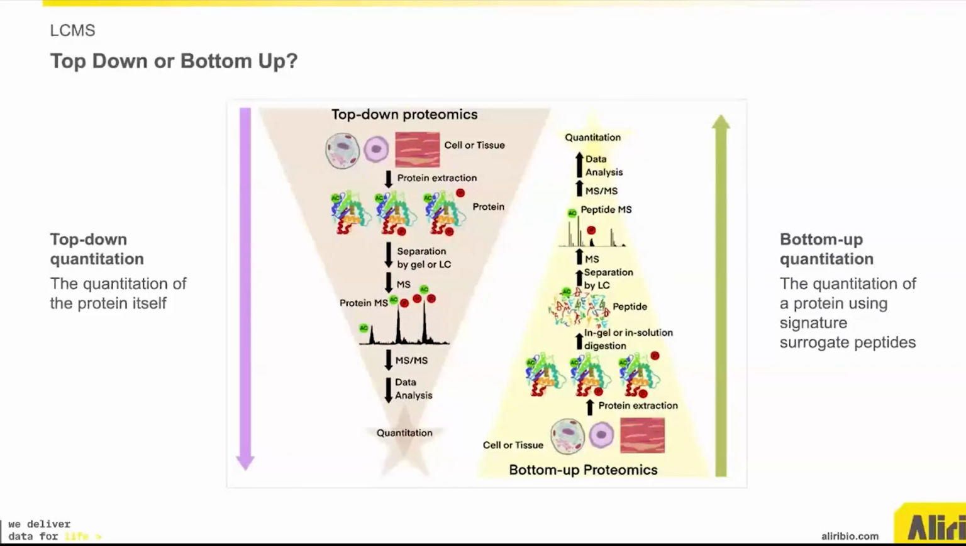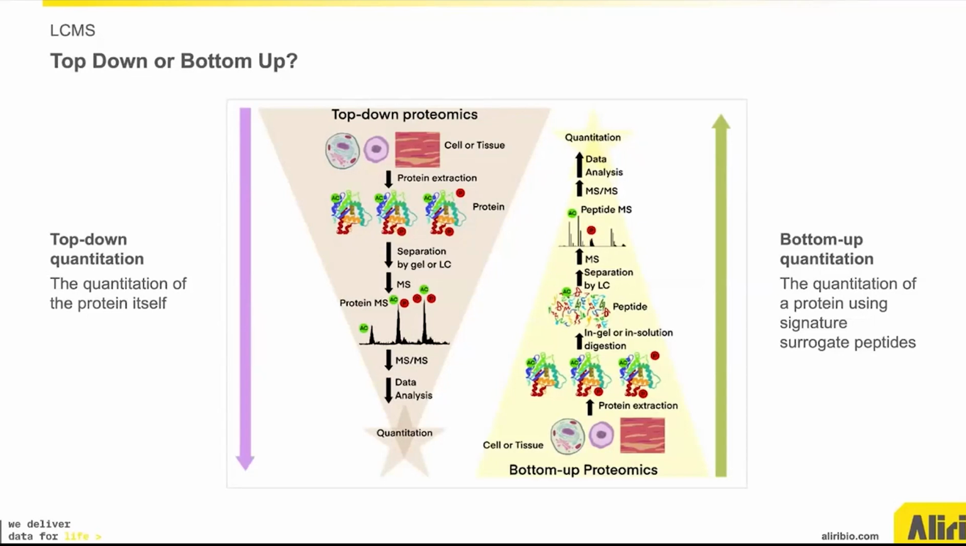LCMS, unlike LBA, quantifies either the entire protein or a signature piece of the protein. This can be divided quite simply into two general processes. Either you can do top-down quantification, which is quantification of the protein itself, where you take your matrix, your cells, your tissues, your plasma, you extract the protein either using gel or your LC, and then you conduct mass spec on the entire protein. This can be challenging from a mass spectrometry side because a typical triple quad instrument has a mass range of about 5 to 2,000 mass to charge ratio, which means that your typical protein is going to need a large number of charges on it in order to be quantified by mass spec.